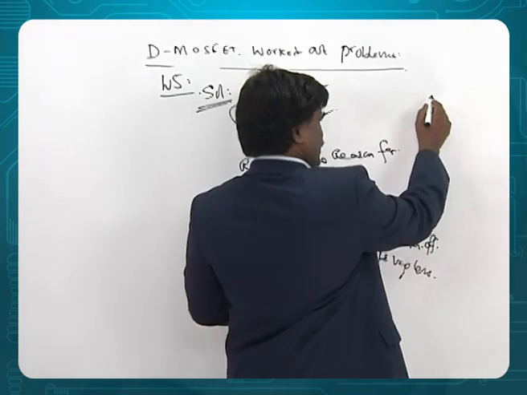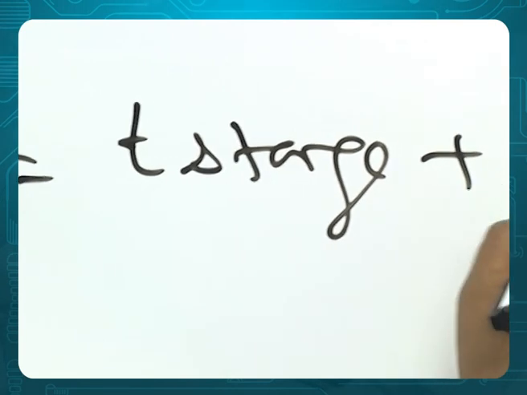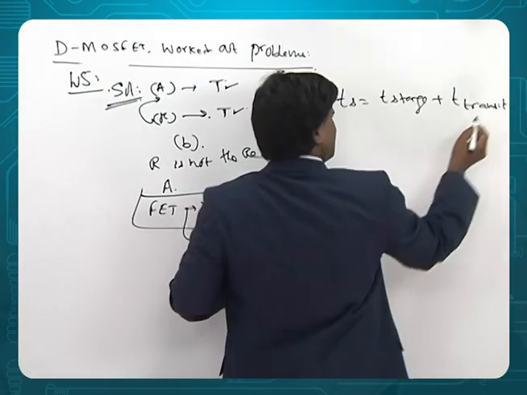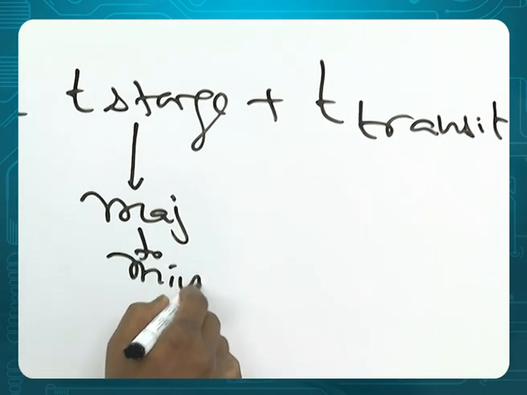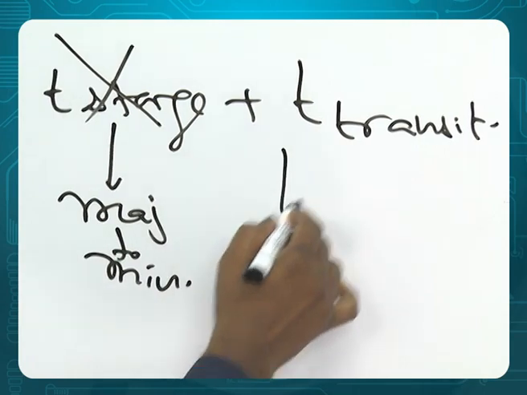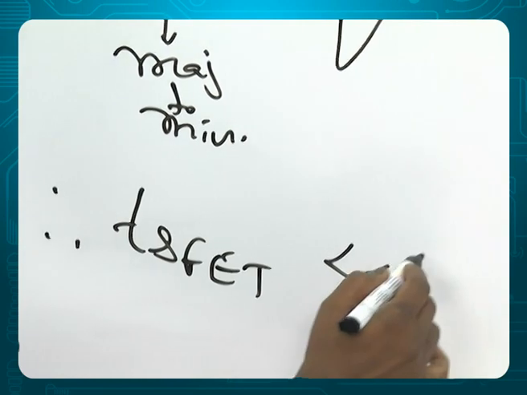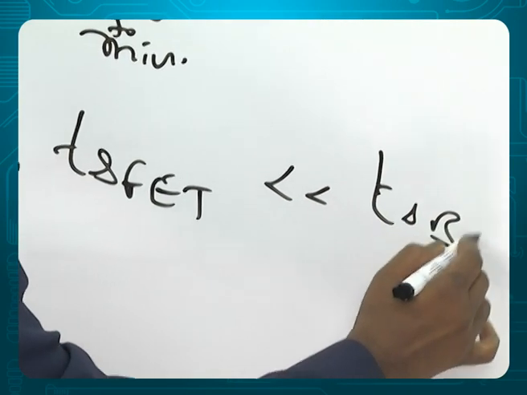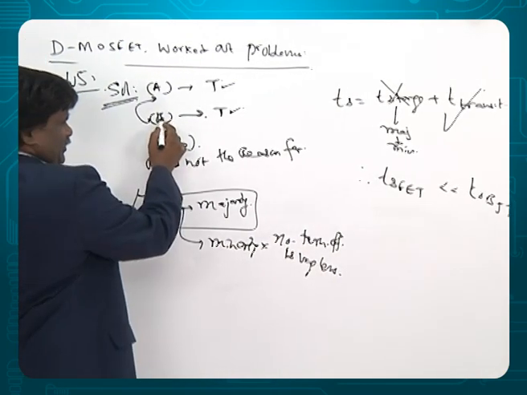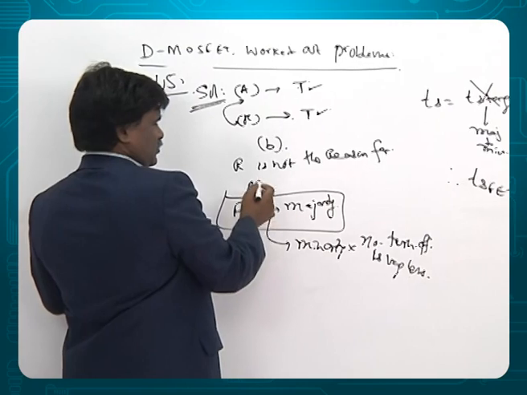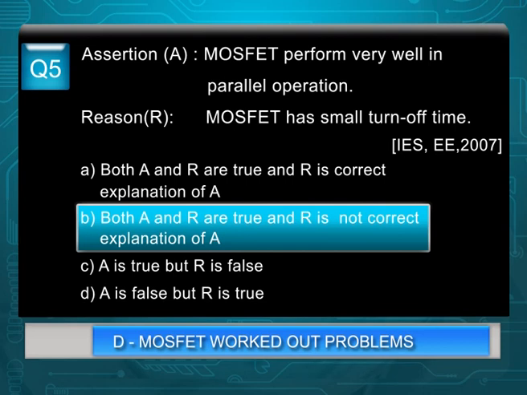Because switching time is defined as storage time plus transit time. So this is for majority to minority. That's why this is not there, only transit time. Therefore, switching time of FET is very, very less compared to switching time of BJT. So, reason is true, assert is true, but R is not the reason for A. Therefore, option is B.